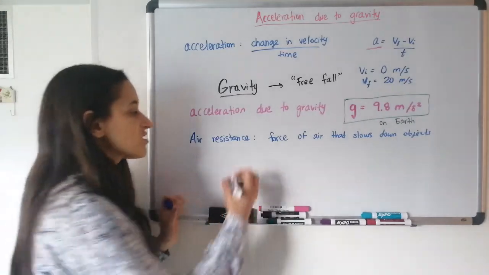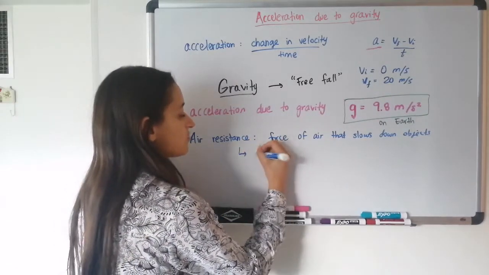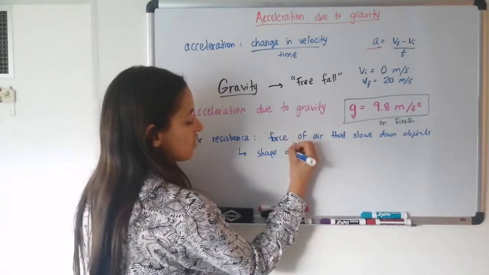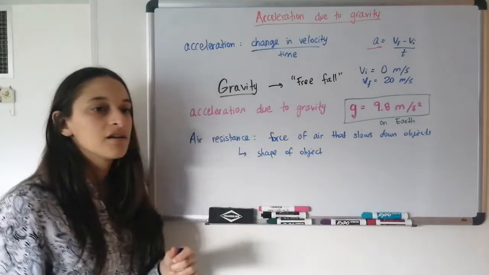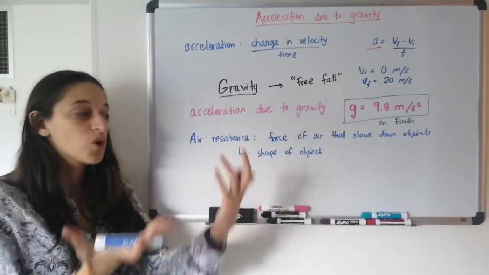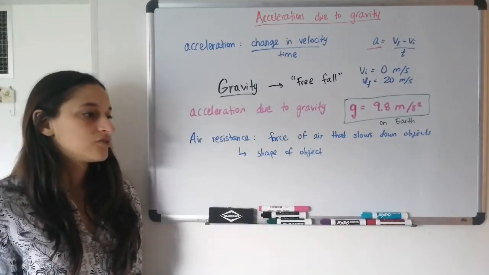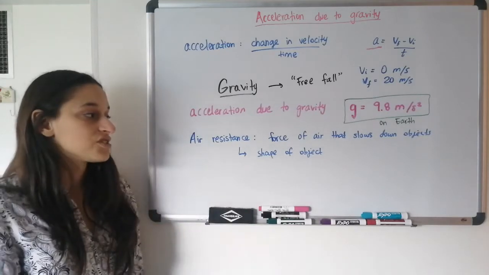So what affects air resistance? Basically just the shape of the object. The more area of the object is being touched by the air, the slower it's going to go. And the more compact it is, the faster it's going to go.